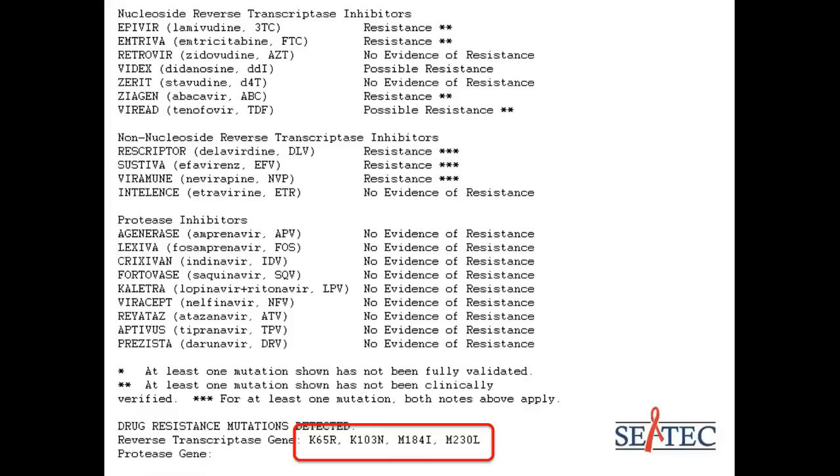And here's an example of an abnormal genotype. So now you can see that there is resistance or possible resistance to multiple NRTIs and multiple NNRTIs. And then you look down below, and you can see that you've got multiple common mutations. So the K103N, the M184I, which is essentially equivalent to M184V, K65R. Actually, those three I'm fairly familiar with at this point in HIV practice. M230L, that's what I'm going to be looking up when I see that.